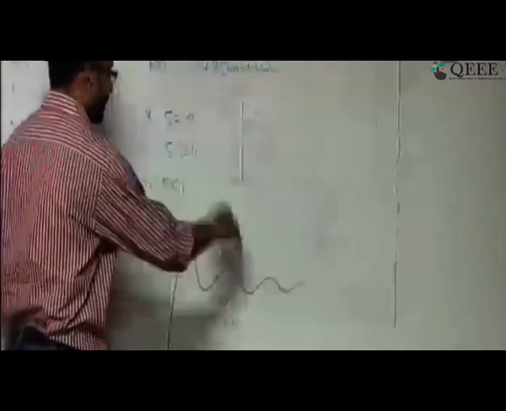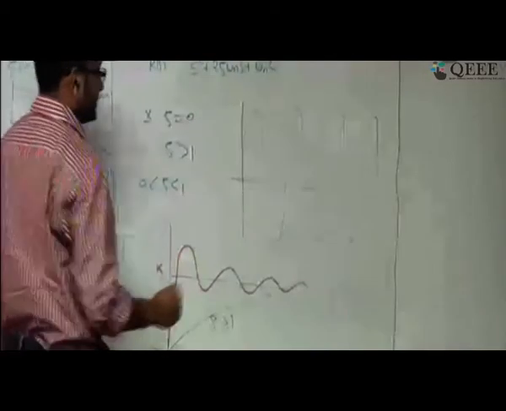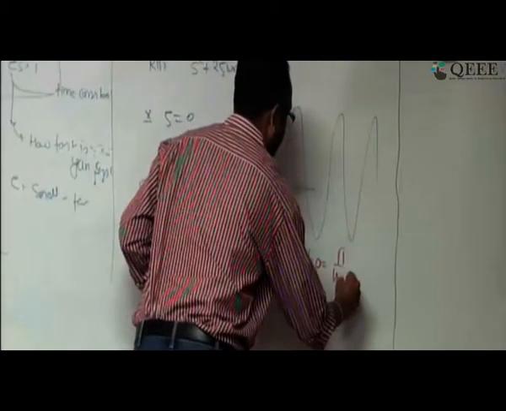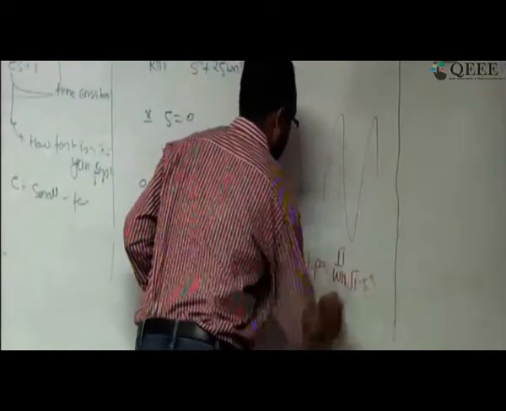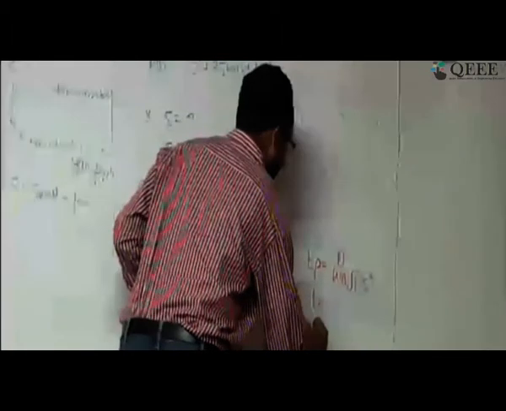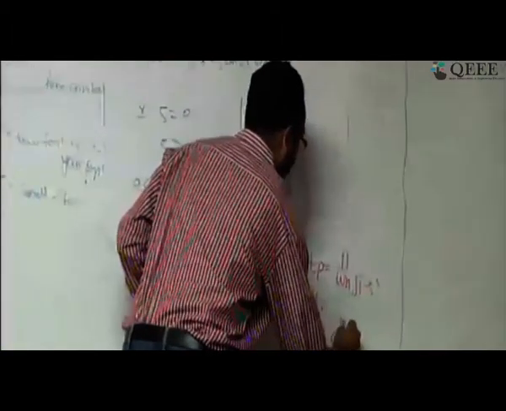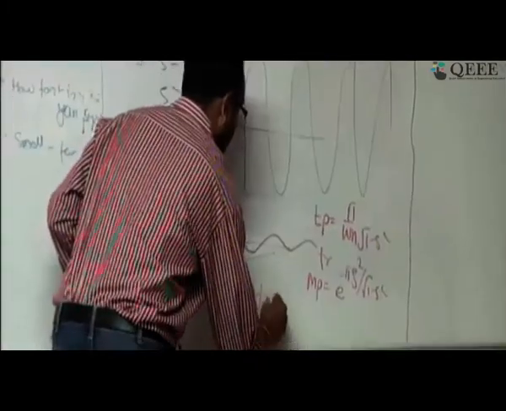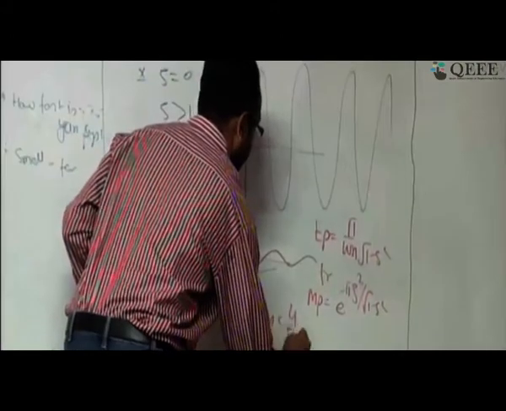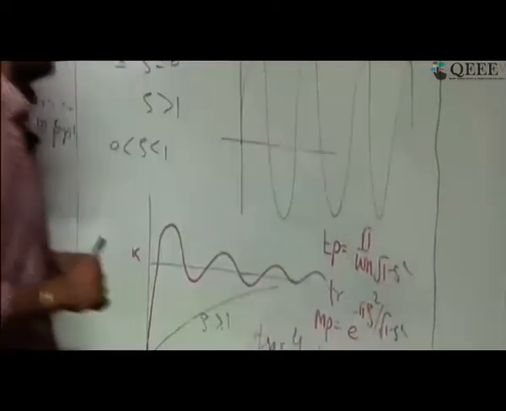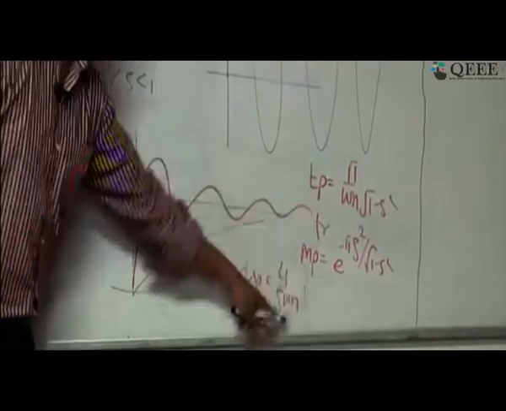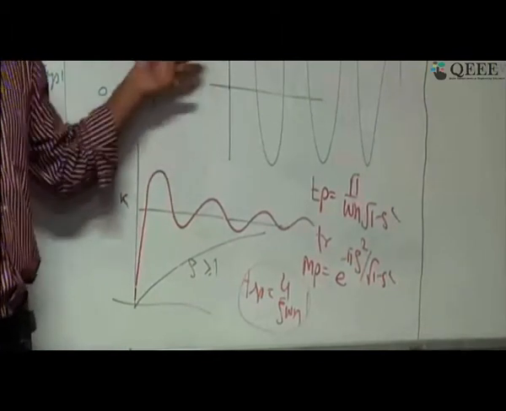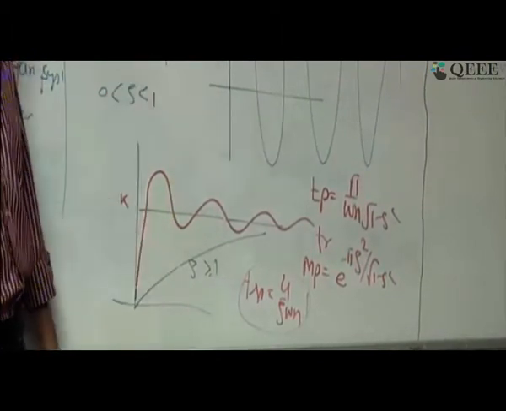And here, how do I quantify this? For that, we have seen some 4 parameters. One is peak time, pi by omega n root of 1 minus zeta square. Then there is a rise time. Then there is a maximum overshoot, e to the power minus pi zeta by root of 1 minus zeta square, and there was a settling time 4 by zeta omega n. Please, these 4 relations, what we have discussed in the last class, try to remember. Okay, this is the way we can quantify the dynamic response of a typical second order system.